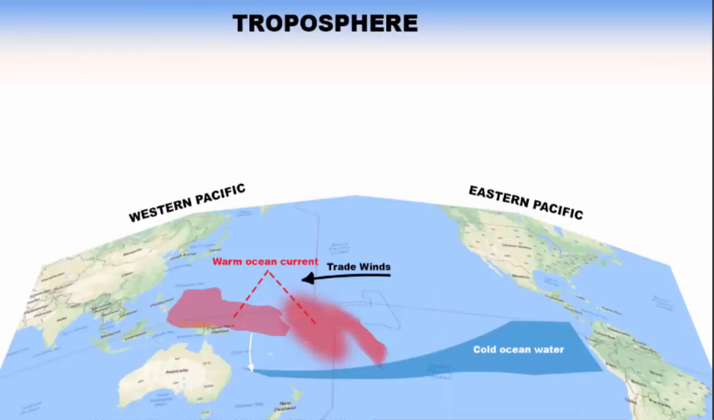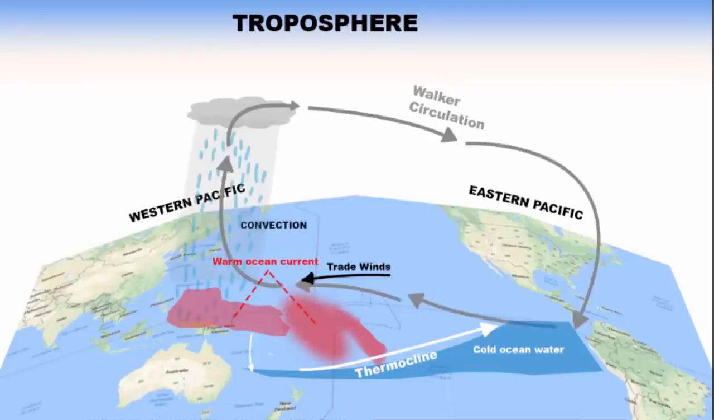Now if the trade wind pushes the warm surface ocean current towards the Western Pacific, the cold water from the deep ocean immediately comes up at the surface. There's a word given to it. It's called thermocline. Thermocline is the rising path of water temperature. And the rest of the process is the same. We saw that in the neutral phase.